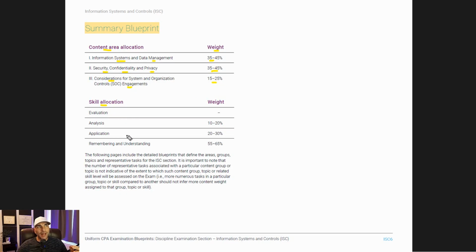And as far as the skill allocation goes, 55 to 65% of the exam is going to be remembering and understanding problems. So remembering and understanding is the largest portion of the ISC exam. Application is going to be 20 to 30% of the exam, and analysis is going to be 10 to 20% of the questions that you're going to be seeing on the exam.